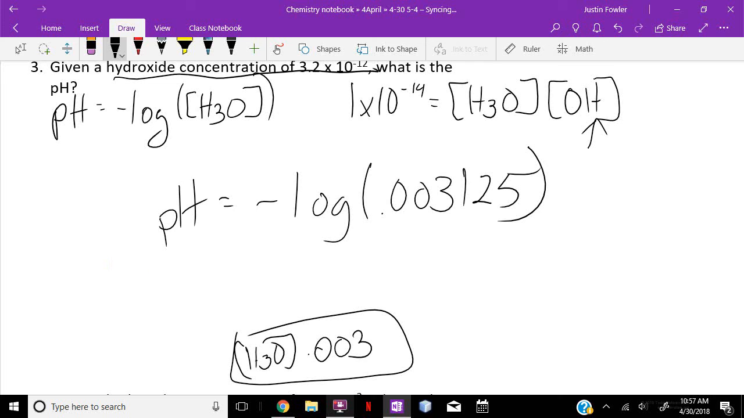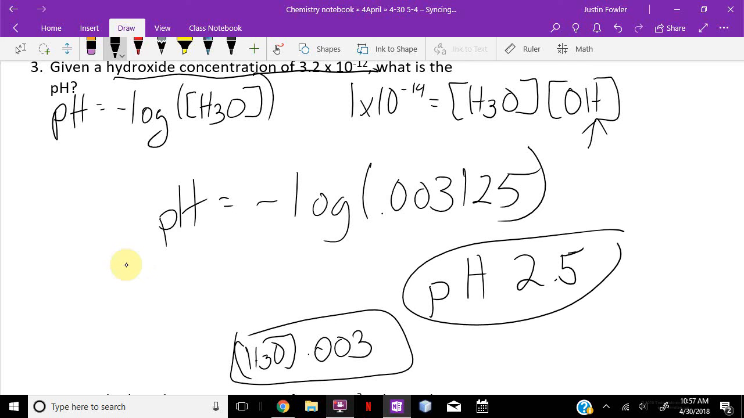And when we do that, we get 2.5. So it'll be 2.5 as our pH. And then we are done. So our pH is 2.5. So that is our answer, so we are good.